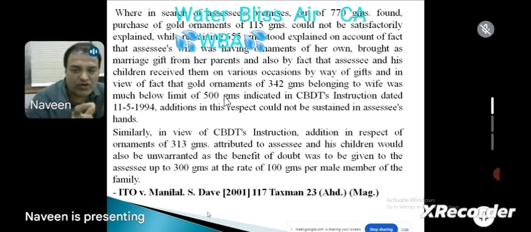Similarly, in view of the board circular, addition in respect of ornaments of 313 grams, the balance attributed to the assessee and his children, would also be unwarranted, as the benefit of doubt was to be given to the assessee up to 300 grams, at the rate of 100 grams per male member, because there is the assessee and 2 children. So out of 313 grams, he is telling, as the circular says, each male gets 100 grams. So allow 300 grams. For the 313, explanation is not there. Immediately you or your assessee should be alert: no sir, based on the board circular, 300 grams please allow, 100 grams per each male member.